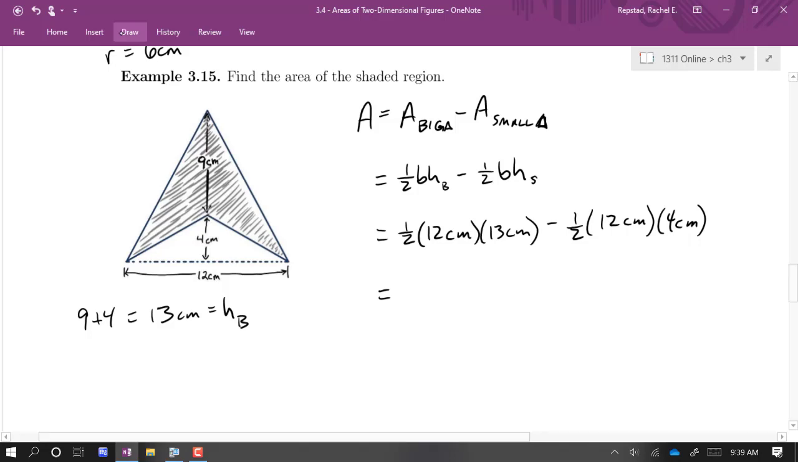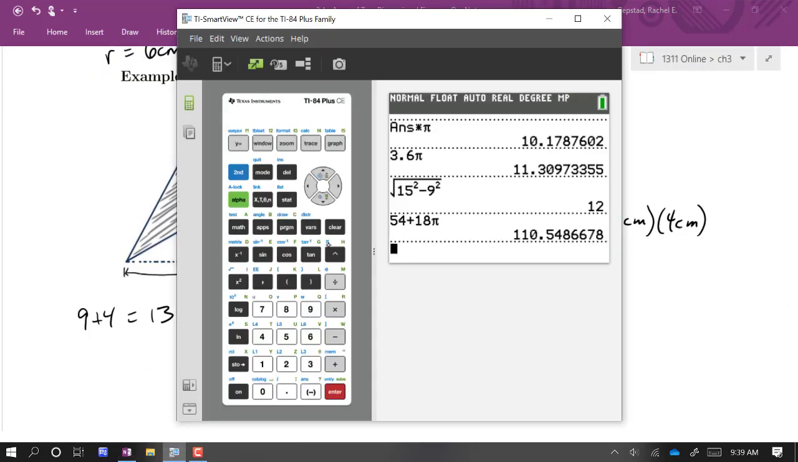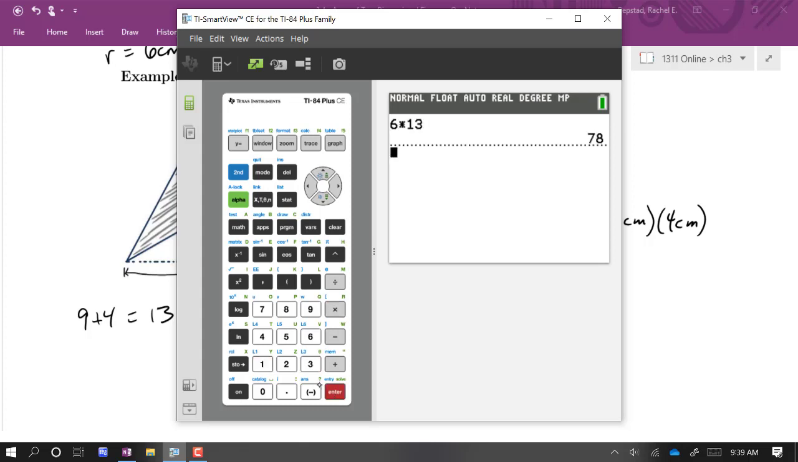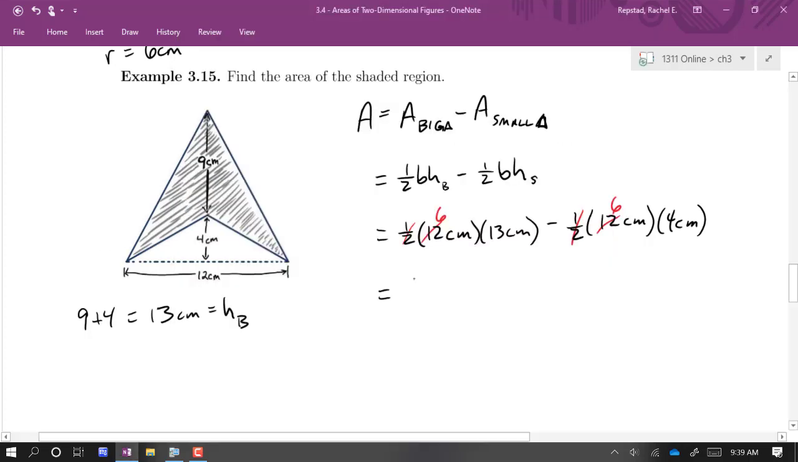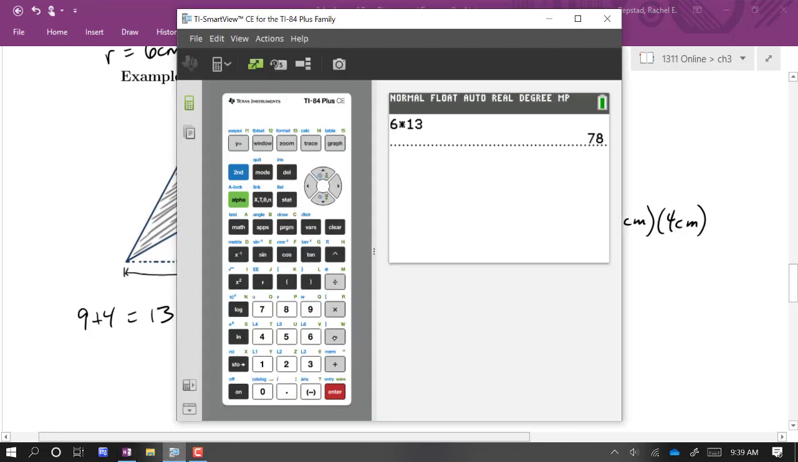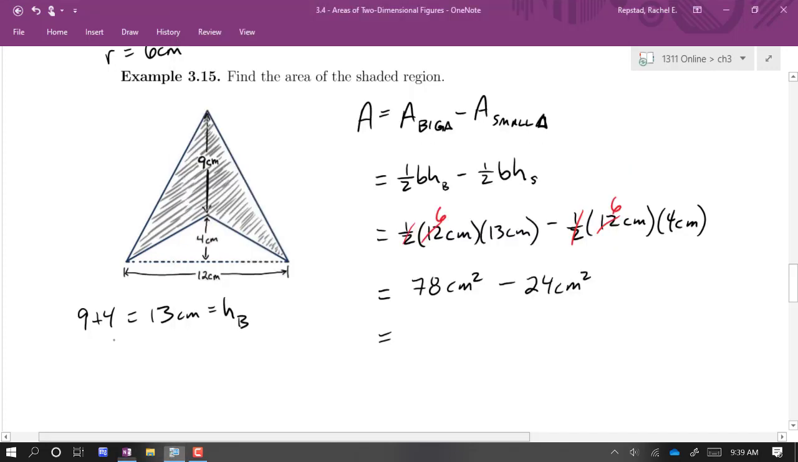Alright, let's simplify a bit. Half of 12 is 6. I can do that in both of these terms. So 6 times 13 is 78. So 78 square centimeters minus 6 times 4, which is 24. And then subtracting gives us 54 square centimeters. No need to approximate here. We have a nice exact value.